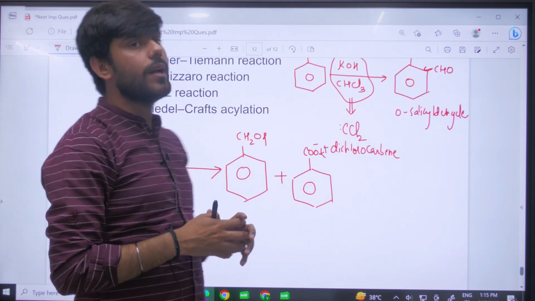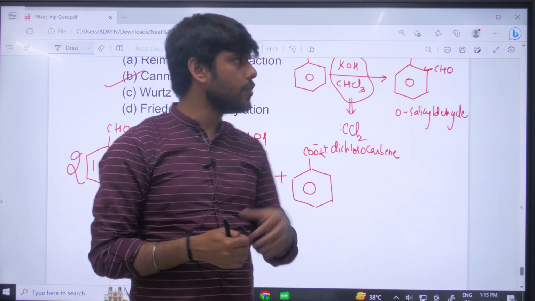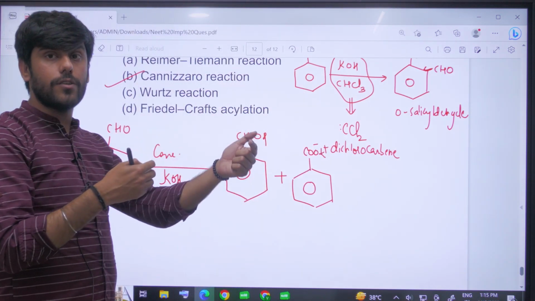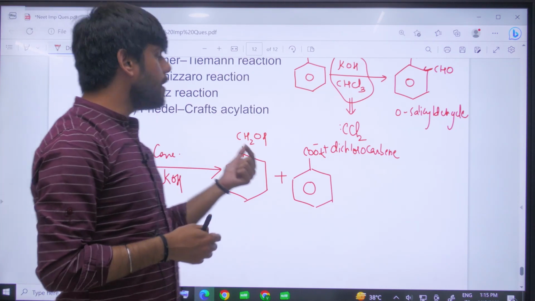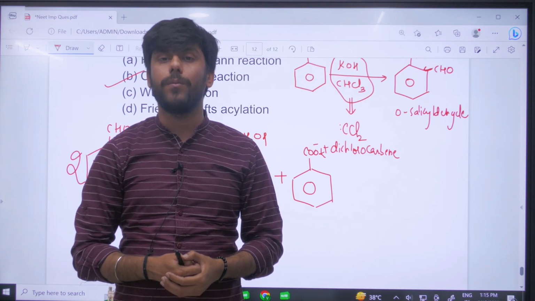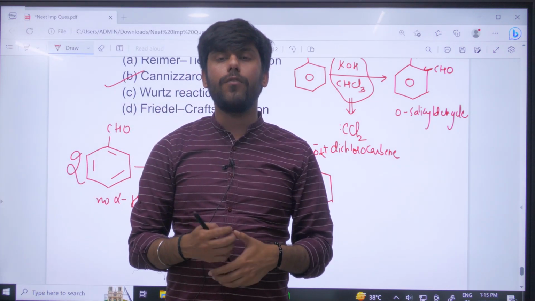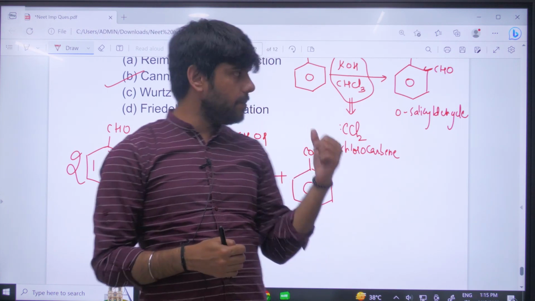Wurtz reaction, you know that this is the reaction of alkyl halides and it gives you alkane, so it cannot be the answer because we get alkanes, so there is a carbon-carbon bond. Friedel-Crafts acylation, we have already seen that yes, there is a new carbon-carbon bond. So Cannizzaro's reaction doesn't result in the formation of a new carbon-carbon bond.